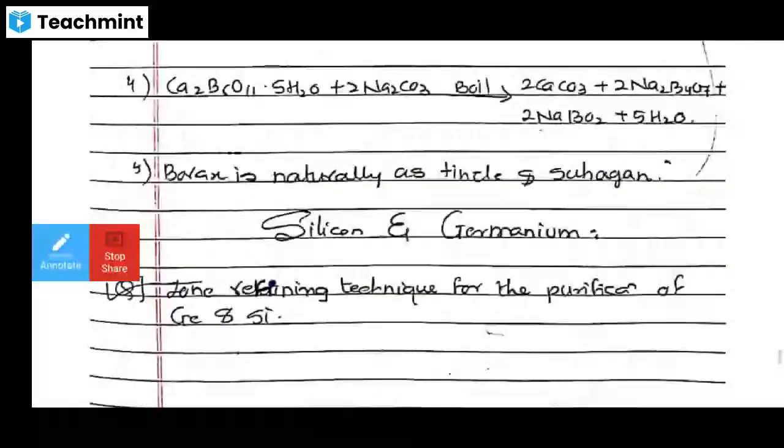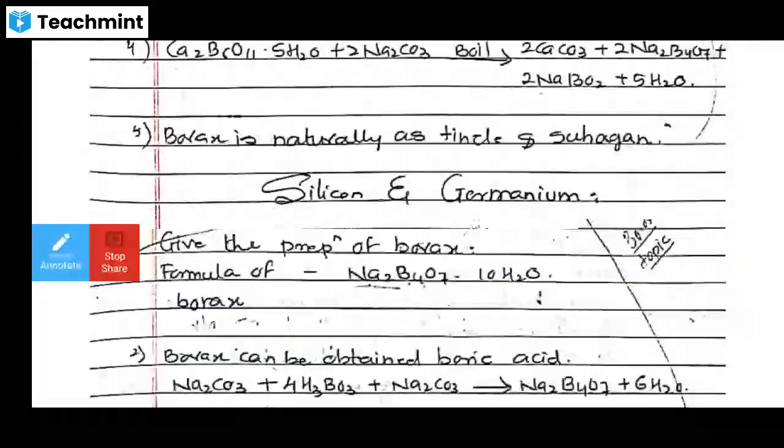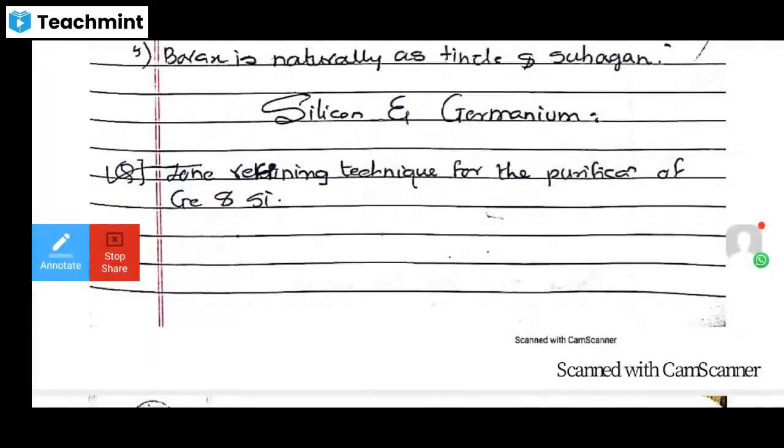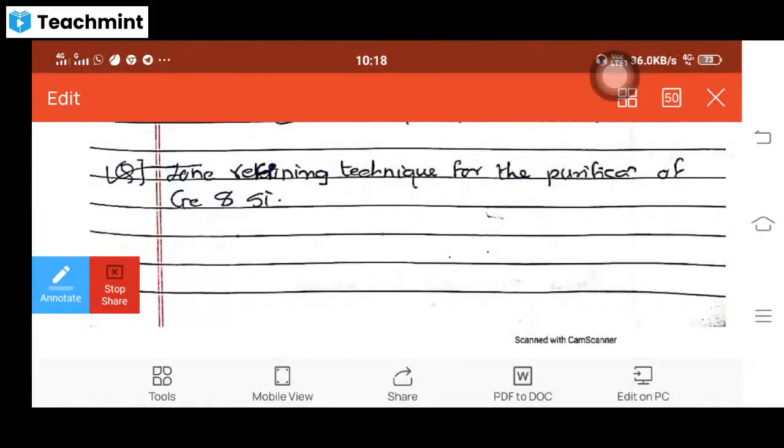Another method is also there for obtaining borax, that is Ca2B6O11·5H2O, with 5 molecules of water of crystallization, boiled with 2Na2CO3, and we get 2CaCO3, calcium carbonate, along with Na2B4O7 and NaBO2. So this is another procedure to obtain borax, which occurs naturally as a mineral. Another important name of borax is suhaga. So this is all about boron and the boron family.